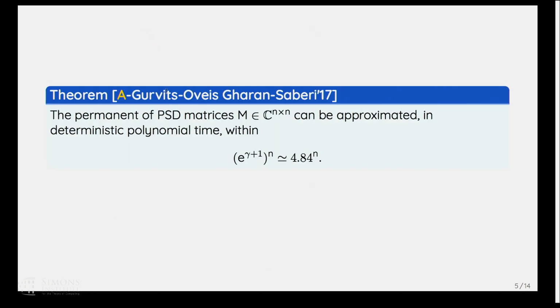The main result we have is that we can actually do a simply exponential approximation of the permanent in this case. The constant is e to the gamma plus 1, where gamma is Euler's constant. It's roughly this constant. The constant is not that important. It's just that it's simply exponential. There is no dependency on n in the base of the exponent.